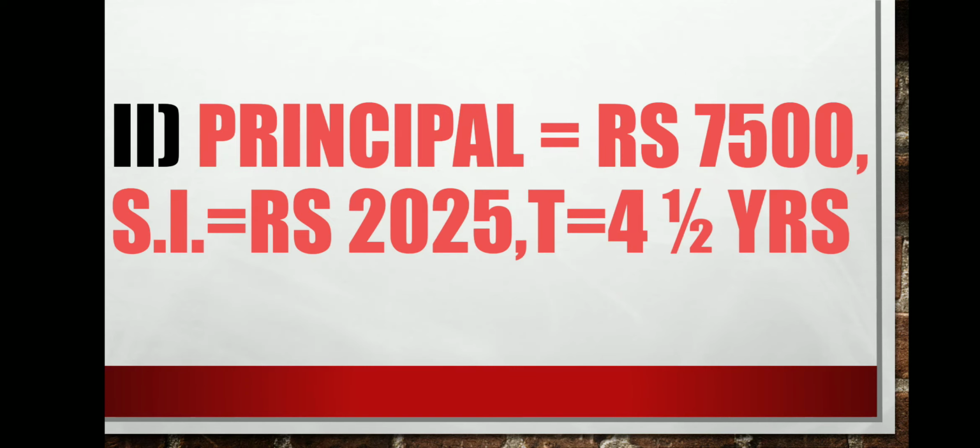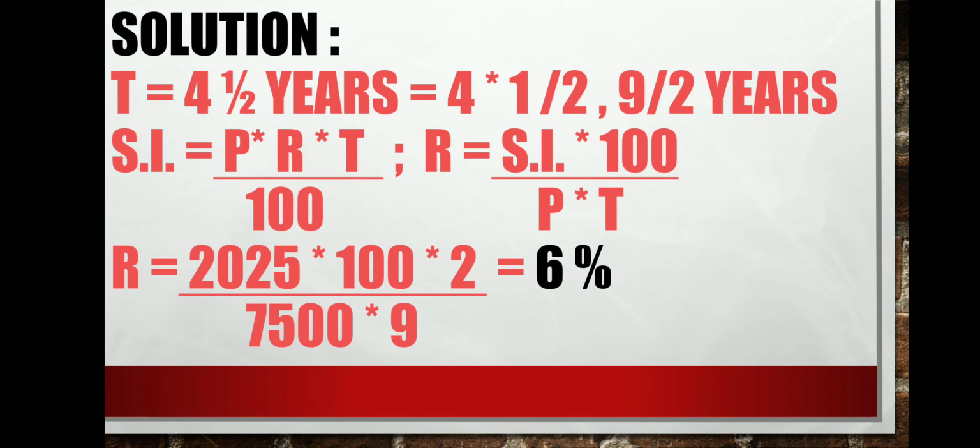Now come to the second part of question number 2. Principal rupees 7500, SI, that is simple interest, 2025, and time 4 whole 1 by 2 years. Again a mixed fraction is given, so we'll convert this into an improper fraction first of all. So 4 whole 1 by 2 years becomes 4 into 2 is 8 plus 1 is 9, so 9 by 2 years. And we'll put the given values into the sub formula of rate of interest, that is R equals SI into 100 divided by P into T. So SI is 2025 into 100 divided by P, that is 7500, into 9 by 2, and this 2 goes and becomes the numerator and 9 becomes the denominator.